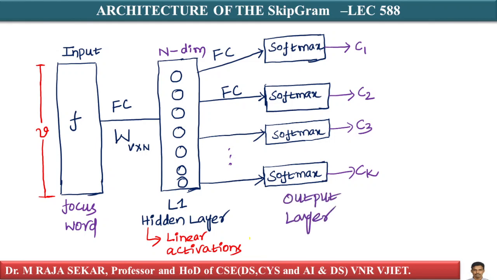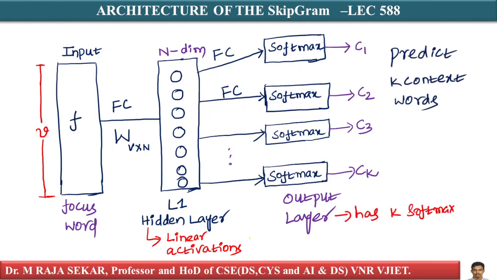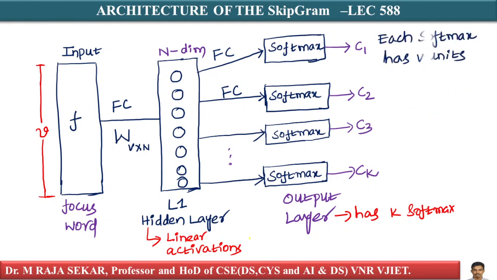What is my output layer? In the output layer, I have different softmaxes. So in the output layer, I have K softmaxes. That's important. I have K softmaxes because I want to predict K context words. With those K softmaxes, I will predict K context words. Each of my softmaxes has V units. That's important.